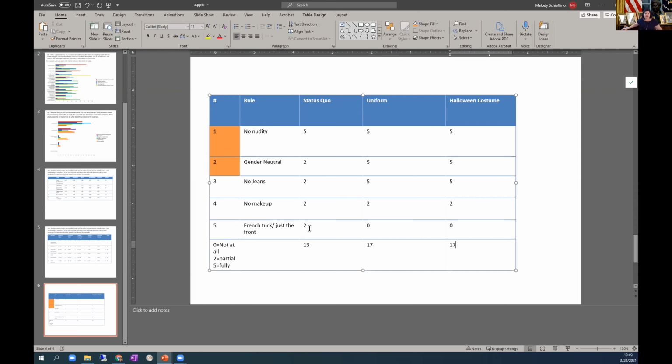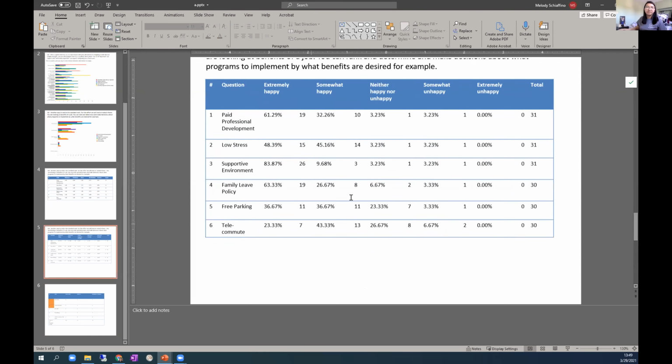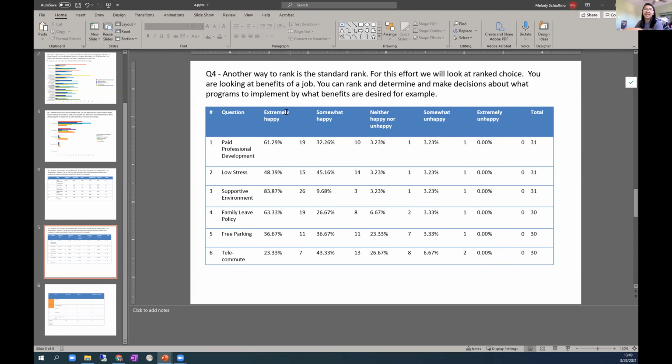I'm sorry, I'm not following. So going back to the extremely happy, somewhat happy, or extremely unhappy, when we gave it a point scale, it would be 5 points for the paid professional development, it would be applied for everybody in that question that answered it. Yes. Okay. If I'm not mistaken and I'm understanding you, yes. So yes, it would be applied to every single person that ranked it this way.